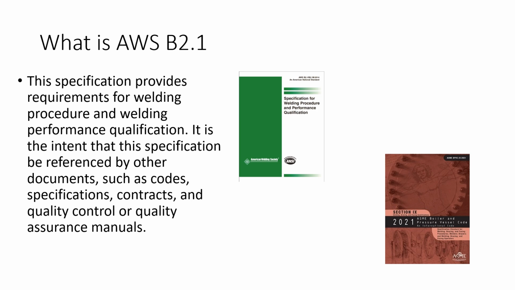So AWS B2.1, like I said, is pretty similar to ASME Section 9. It's the intent that this specification be referenced by other documents such as codes, specifications, contracts, quality control, and quality assurance manuals. That's what this document's for. This document is for places where another code doesn't really fit, and then we can reference this one to qualify our welders and qualify our procedures.